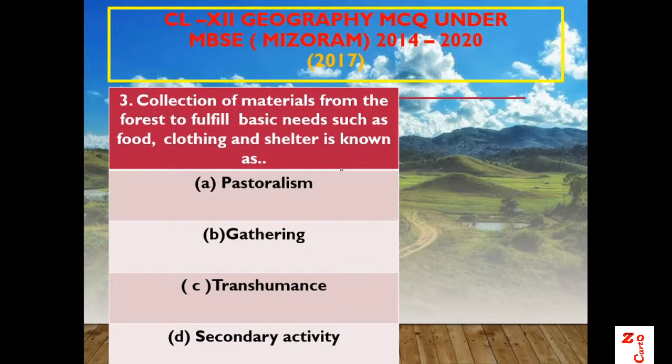Collection of materials from the forest to fulfill basic needs such as food, clothing, and shelter is known as A. Pastoralism, B. Gathering, C. Transhumance, D. Secondary activity. B. Gathering.